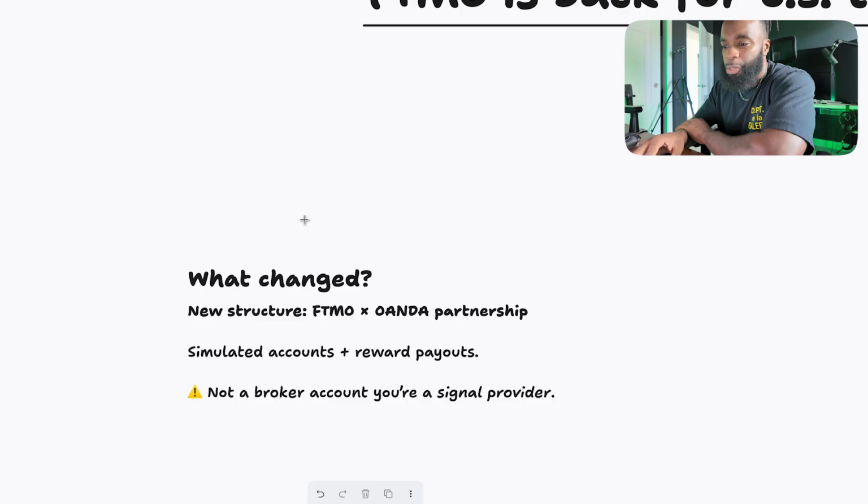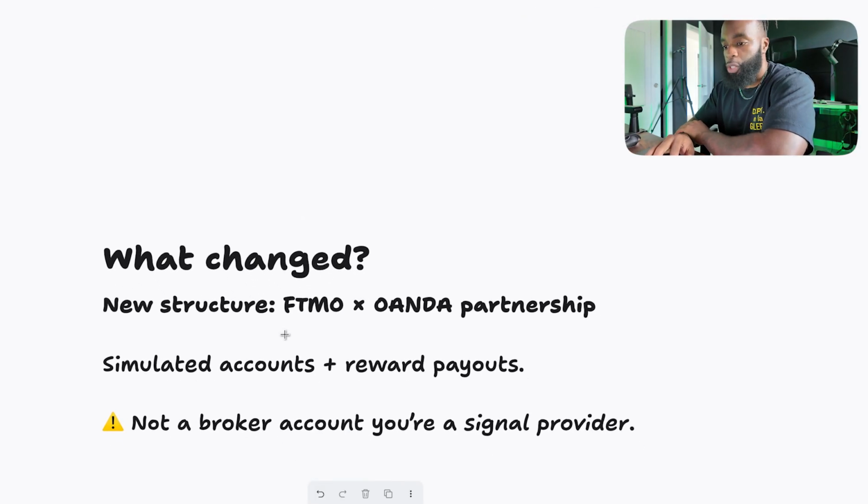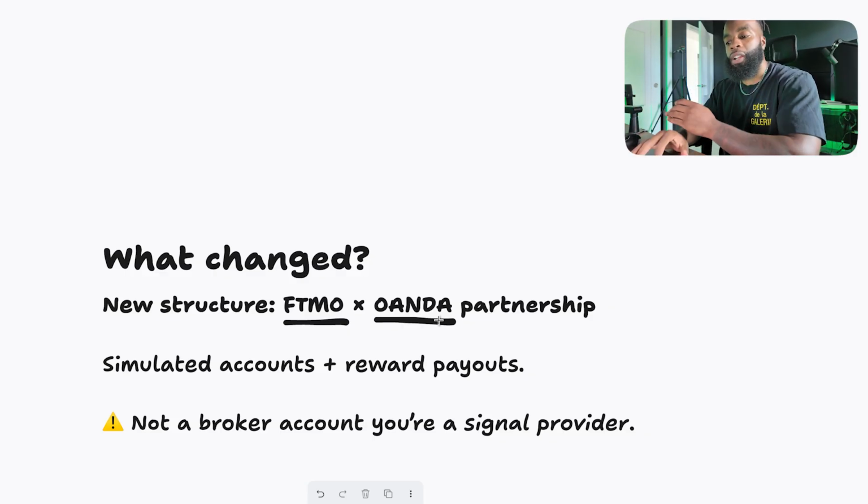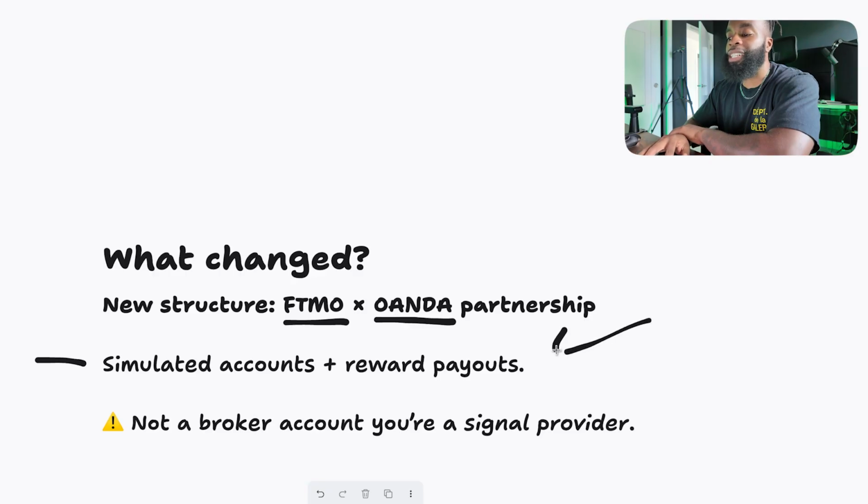Now, what changed? Well, what changed is their new structure. Originally, they were FTMO, but they brought in OANDA, like I said, about a year ago. And now, since OANDA is already a regulated broker, this gave them some leverage to kickstart what they're doing now. So what it is basically is simulated accounts plus reward payouts. They're changing the entire structure of how they pay out USA clients. It's no longer called what it used to be called. This is called reward payouts. So whatever you can do on that account, that is your reward that you'll get as a payout.